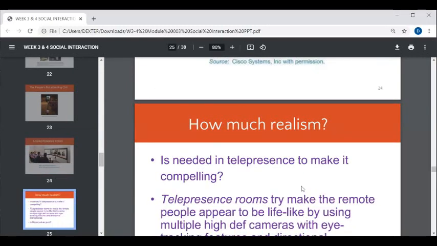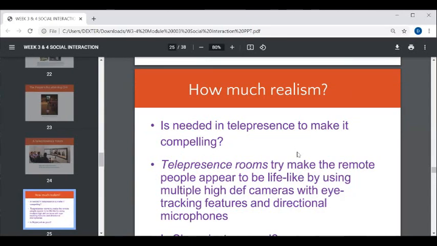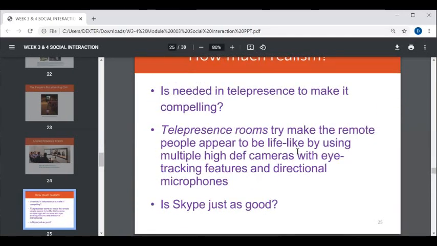So how much realism is needed in telepresent to make it compelling? So a telepresent room tries to make the remote people appear to be lifelike by using multiple high definition cameras with eye tracking features and directional microphones. Okay?